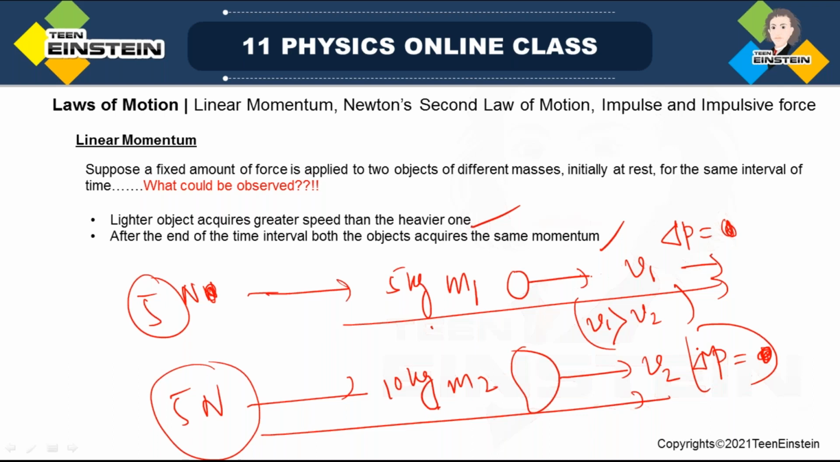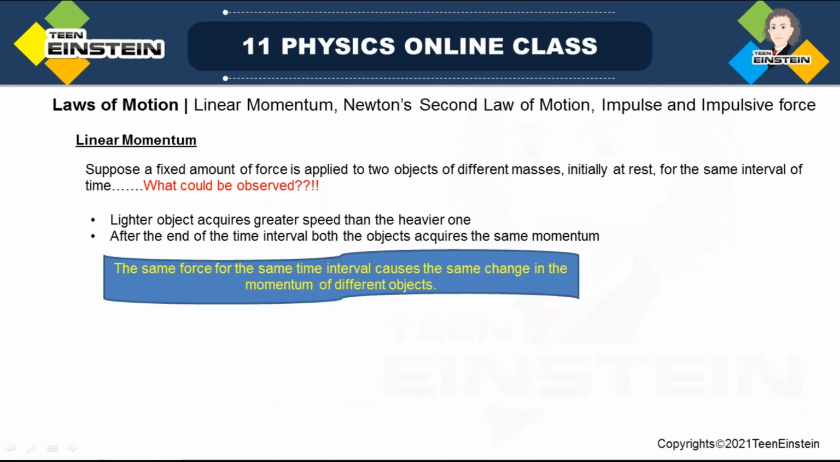So actually, this gives an important clue to the second law of motion, Newton's second law of motion. So what does this mean? The same force for the same time interval causes the same change in the linear momentum for different objects. And it implies that it is giving a crucial clue for Newton's second law of motion. You will be understanding very soon.